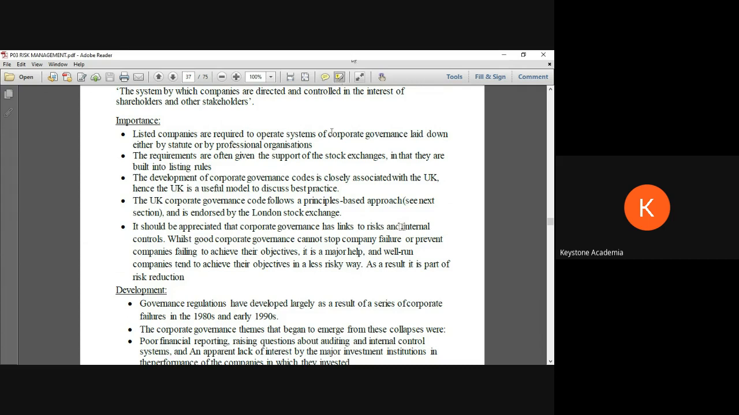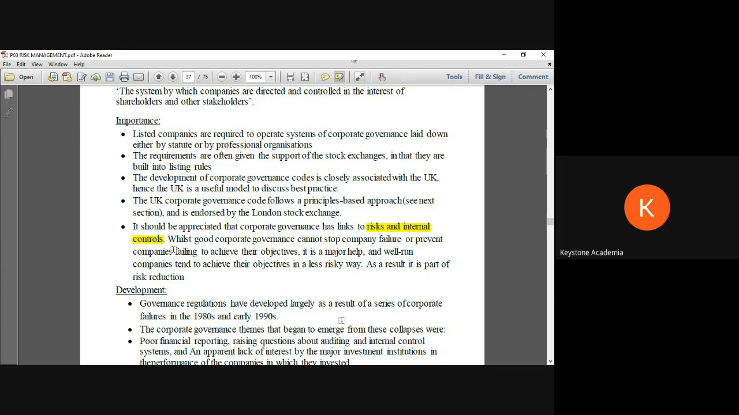Okay, next, it should be appreciated that corporate governance has links to risk and internal control. When there are unlisted companies, they are still doing corporate governance. They are following whatever works for them, having NEDs, audit committees, risk committees and everything. Why? Because this helps them to maintain their risk profile, maintain their internal controls, ultimately achieving effectiveness and ultimately achieving their corporate goals.